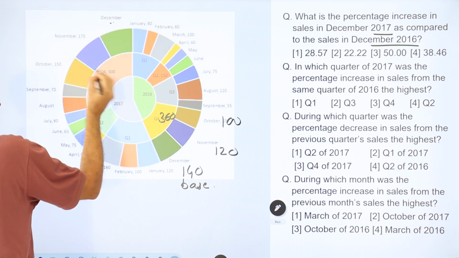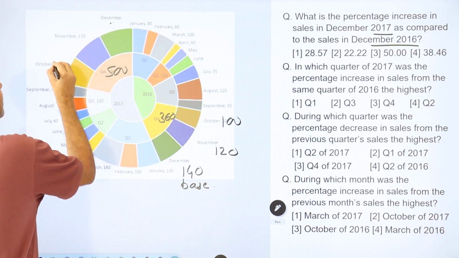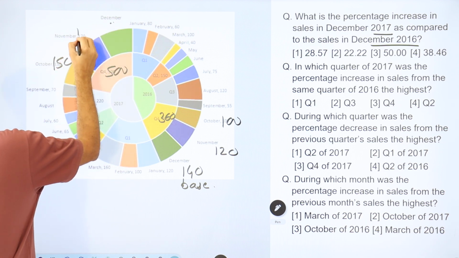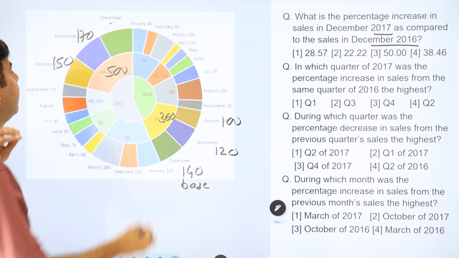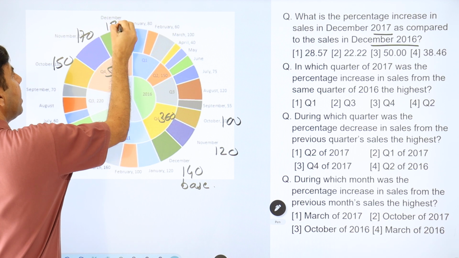And this number I want, the sum is 500, this is 150, 170, so the 2 together is 200, 320, so this will be 180.